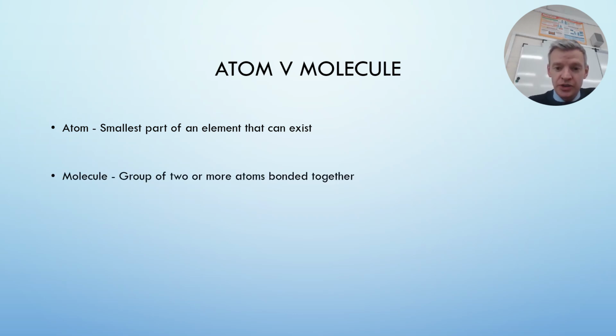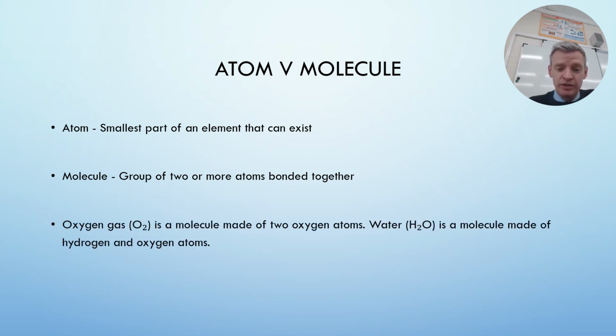Second thing to look at is what a molecule is, and that's a group of two or more atoms that are bonded together. And these atoms can be the same types of atoms or they can be different types of atoms. So a couple of examples. Oxygen gas is made up of two oxygen atoms joined together, and that's a molecule. And water, H2O, is a molecule made of hydrogen and oxygen atoms. So it's made up of two hydrogen atoms and one oxygen atom.